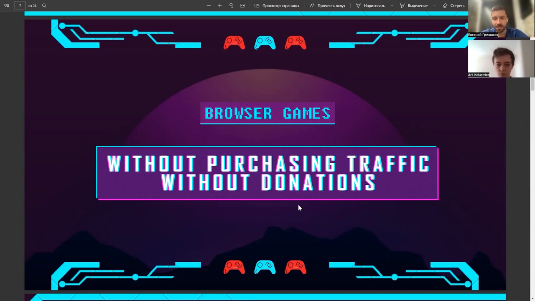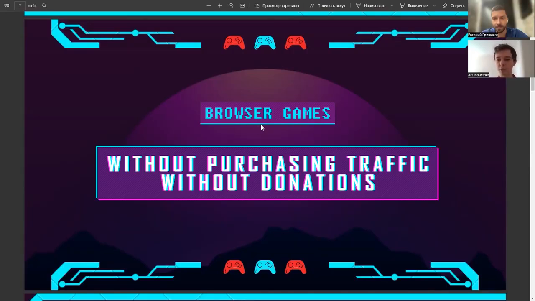Donations are generally present in HTML games sometimes. It's not unheard of in some of them, but maybe 10% or less. They are not actively used, so we don't use them either. No donations at all here, and no purchase of traffic. Also, as far as I understand, this whole market mainly lives on organic traffic.